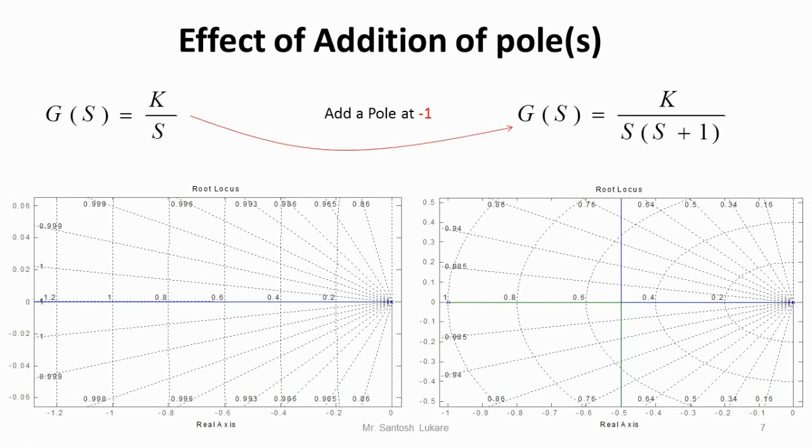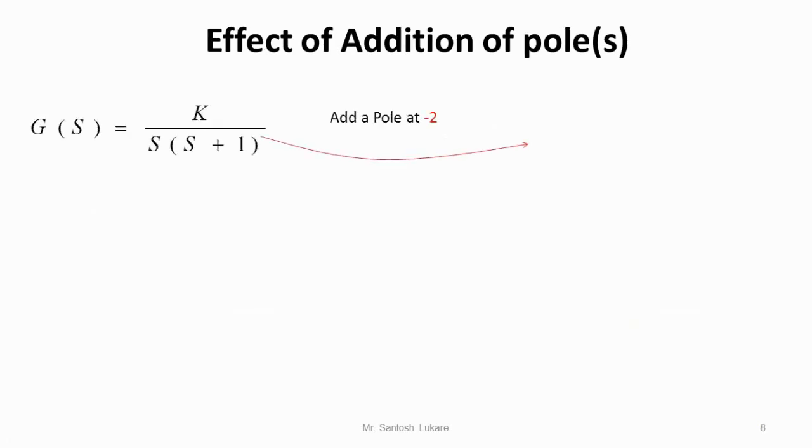Now, this effect can be observed very clearly if we add one more pole to the second system. That is, if we add a pole at -2, then my second order system is converted into a third order system with transfer function K/(s(s+1)(s+2)). So we considered the original plant as K/s, then we added one pole at -1, so it became K/(s(s+1)). Now I have added one more pole at -2, so its transfer function becomes G(s) = K/(s(s+1)(s+2)).